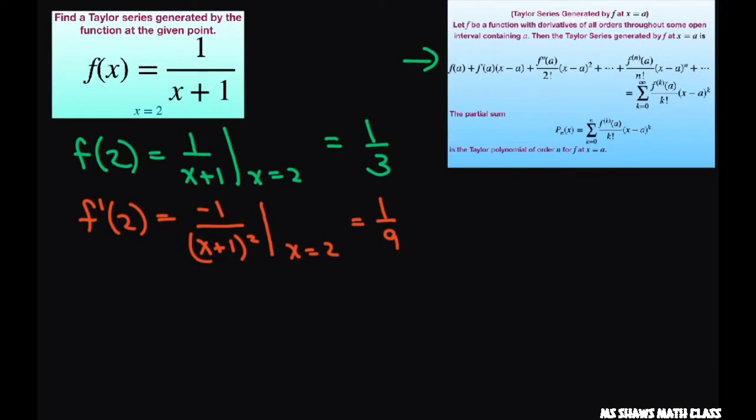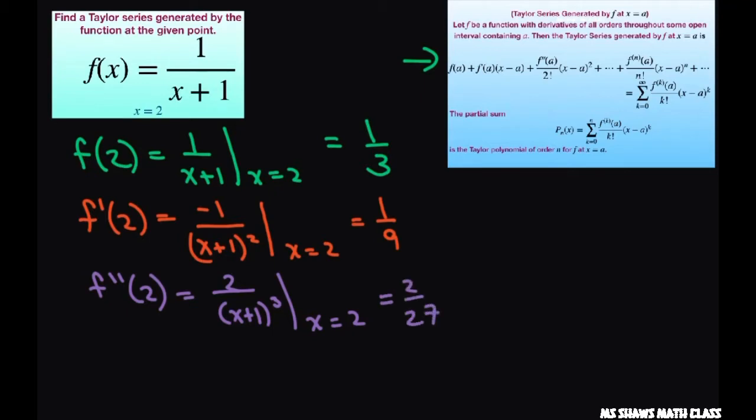And then let's do another one. The second derivative at 2 equals 2 divided by x plus 1 cubed, and that's at x equals 2, and that's going to equal 2 divided by 27. And if you wanted to do the next one, we don't need to do it, I just wanted to show you what the third derivative would be. This would be negative 6 divided by x plus 1 to the fourth. We're not going to write that down, but I wanted to show you these numbers here.